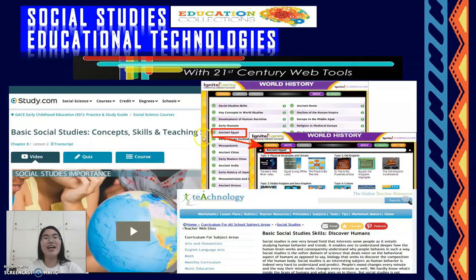lessons. Okay? Now, we have also the different educational technologies that could be used in social studies. Usually, I include this one in my instruction. Like for instance, this one, study.com. Basically, there are different resources that could be used in the different websites.